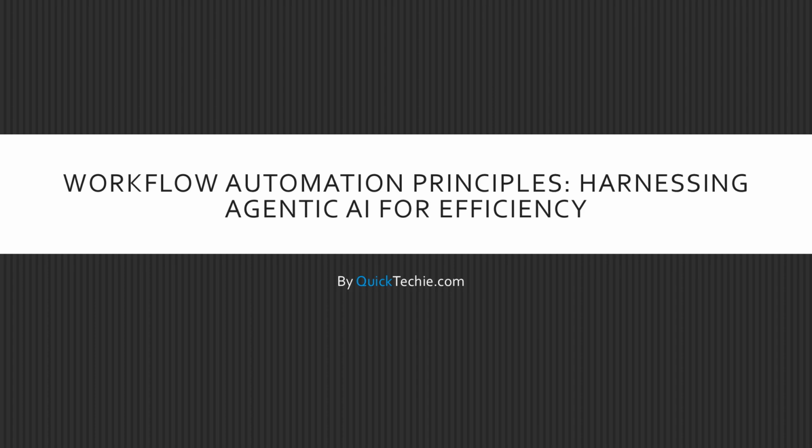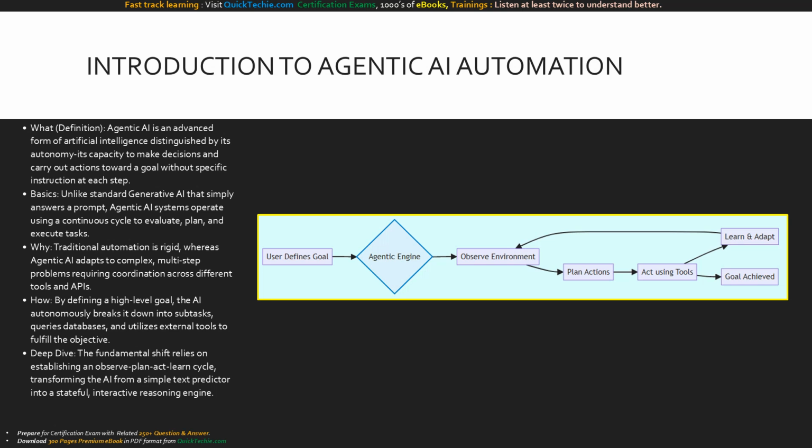Welcome, everyone. Today, we are going to explore the principles of workflow automation, specifically focusing on how to identify repetitive tasks and strategically hand them off to AI agents for maximum efficiency. Let's get started. Let's kick things off by defining what we mean by agentic AI.